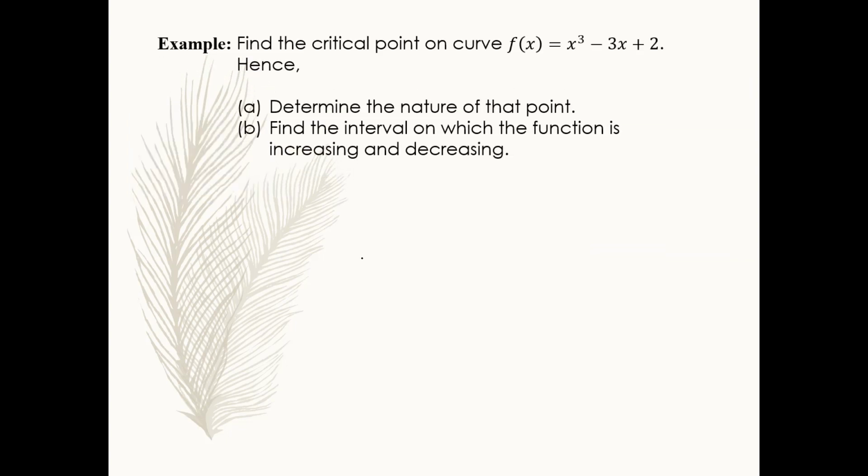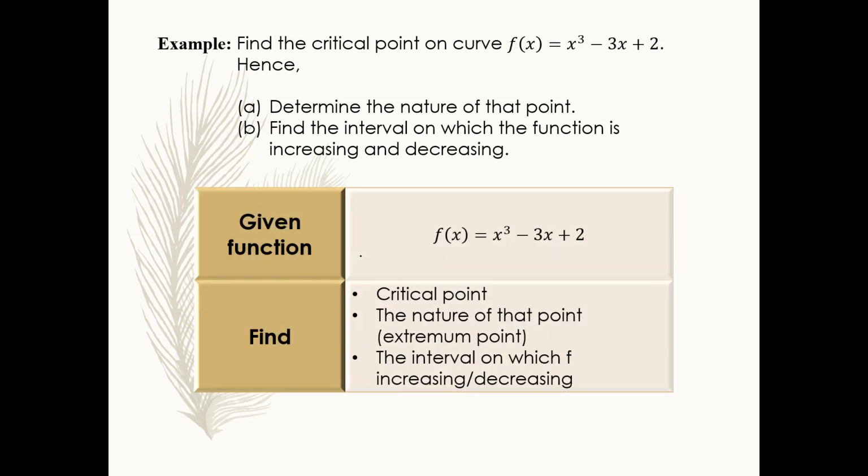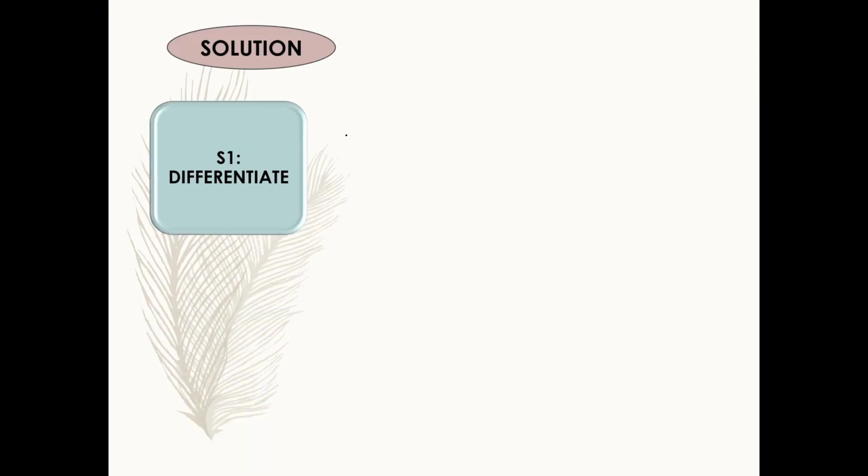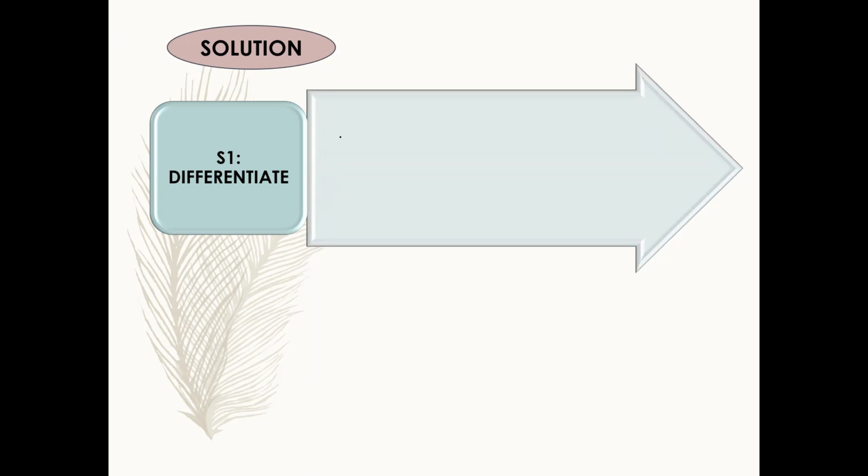Find the critical point on the curve f(x) is equal to x cubed minus 3x plus 2. Hence, determine the nature of that point. Find the interval on which the function is increasing and decreasing. Step 1 is you have to differentiate the function. So the derivative of y with respect to x, you will get 3x squared minus 3.